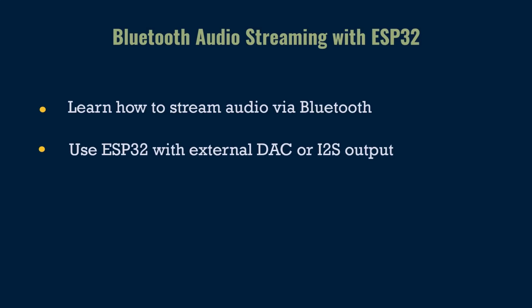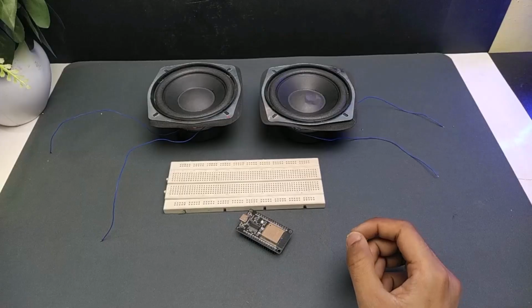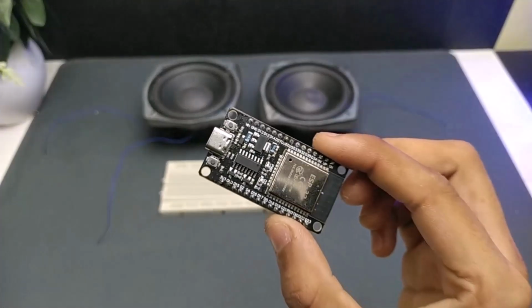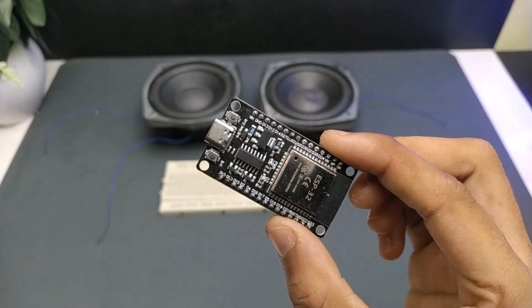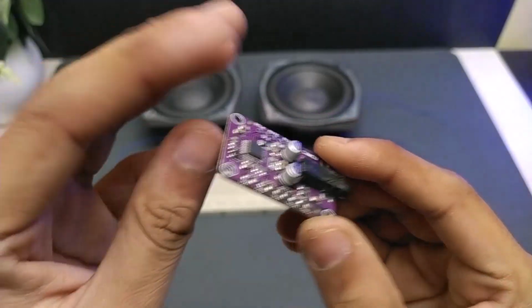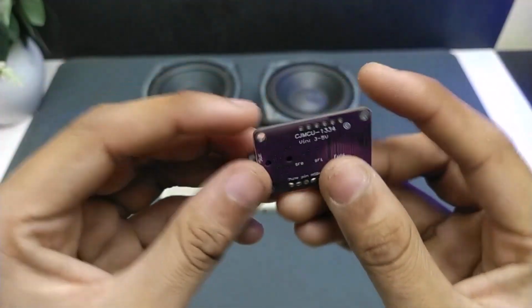Today we're jumping into something super exciting and actually really useful, especially if you're into audio or embedded systems. So here's the plan. We're going to build a high quality Bluetooth audio receiver using the ESP32 along with an external DAC module, something like the CJMCU 1334.